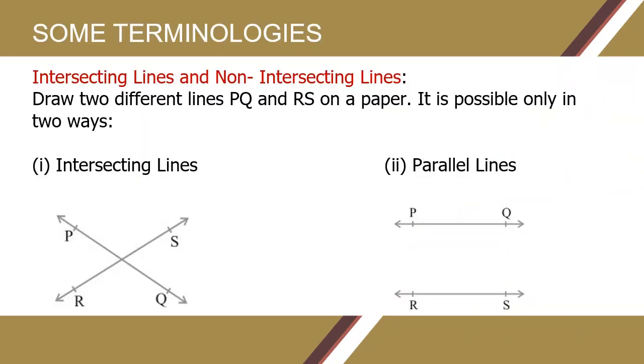Intersecting lines and non-intersecting lines. Draw two different lines PQ and RS on a white sheet of paper. What do you observe? In the first case, you will observe that the two lines PQ and RS intersect at a point. That is, you will get intersecting lines. And in the second case, you will get two parallel lines. That is, PQ is parallel to RS.